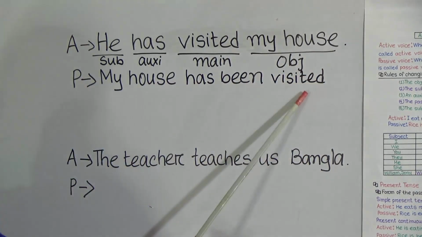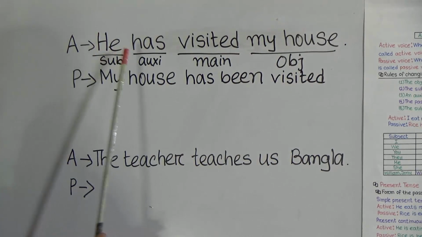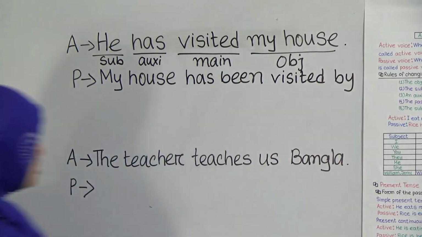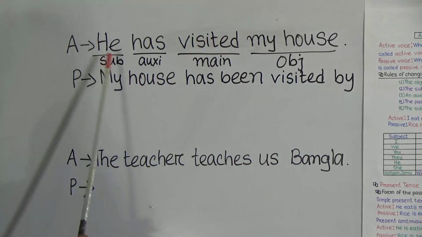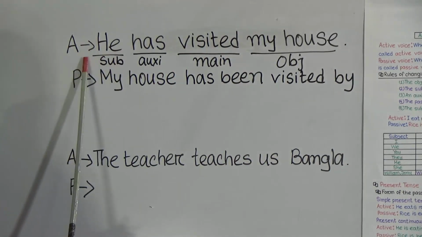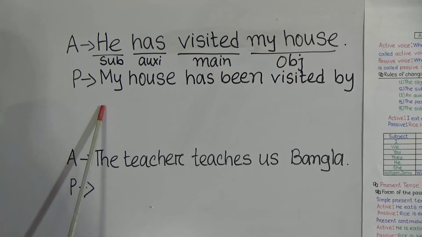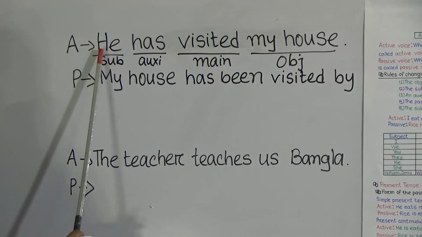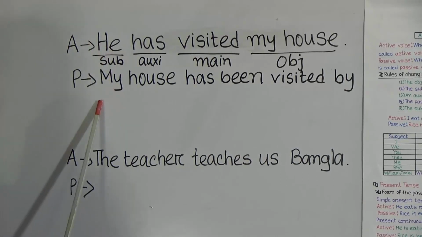My house has been visited. Then we have to use preposition by, and the subject of active voice will be the object of passive voice. So what is the subject of active voice? This is he. So he will be, students, can you guess?